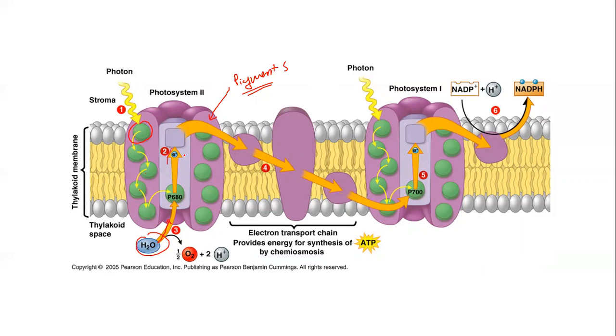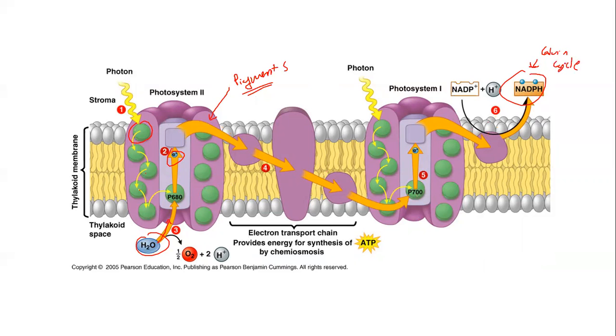So just while we're here, we can revisit. Remember, the electrons go from photosystem 2 to photosystem 1. The electrons get excited again, and then they end up on NADP, making NADPH, right? And just to remind you, this goes again to the Calvin cycle.